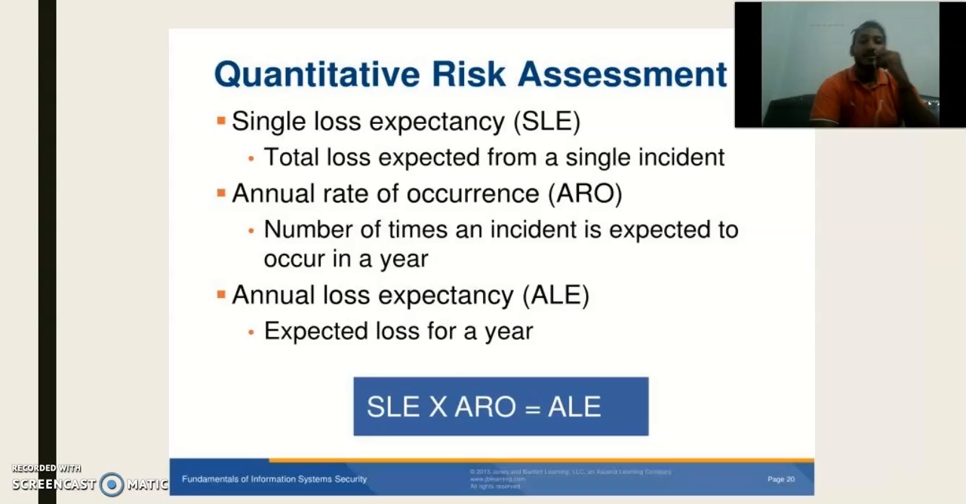Then we go to the further explanation of the quantitative risk assessment. Single loss expectancy means the total loss expected from a single incident. The annual rate of occurrence means the number of times an incident is expected to occur in a year. The third one is annual loss expectancy, the expected loss for a year. Below is the equation for the quantitative risk assessment: single loss expectancy times the annual rate of occurrence equals annual loss expectancy.